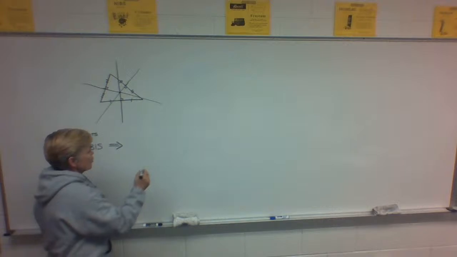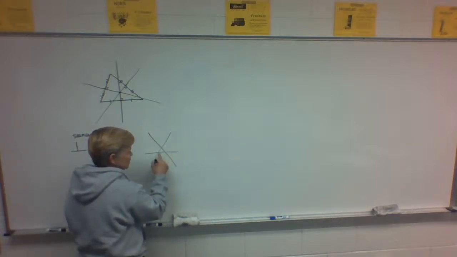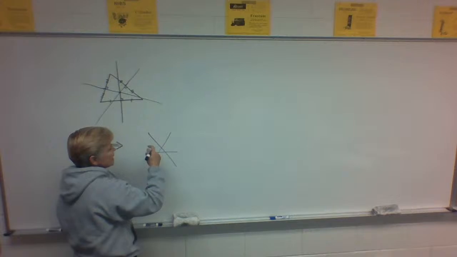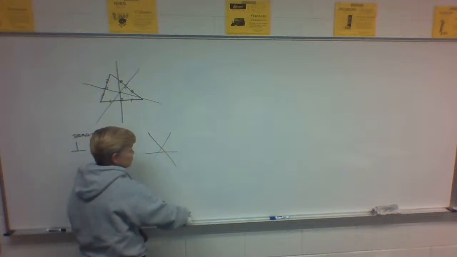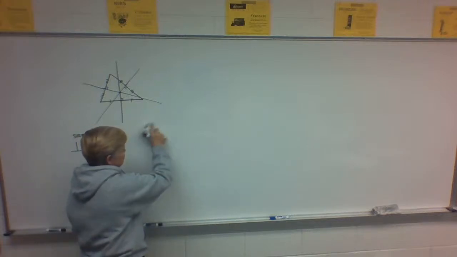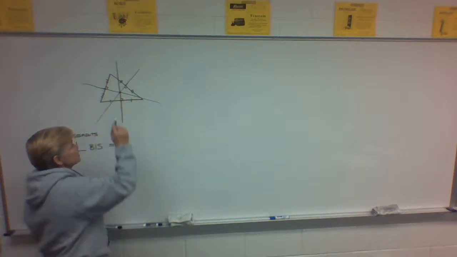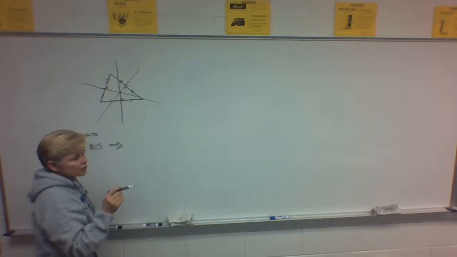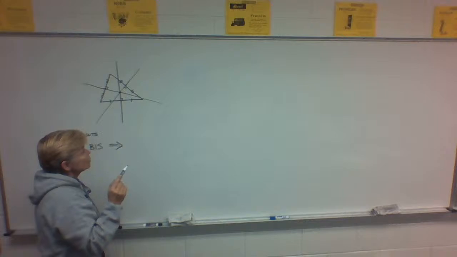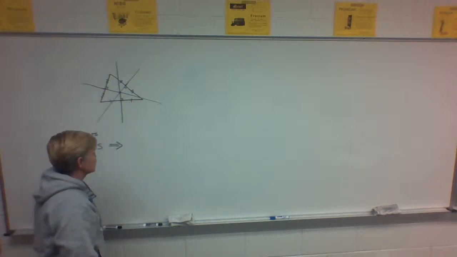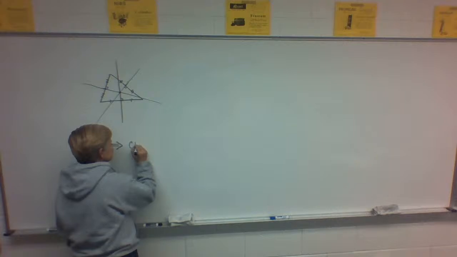It won't be like this and like this and like this. If that happens, the construction hasn't been done right, or I didn't eyeball it well enough. They are designed, if we did constructions, to cross at a single point all the time. And that particular point of concurrency formed by perpendicular bisectors is called the circumcenter.